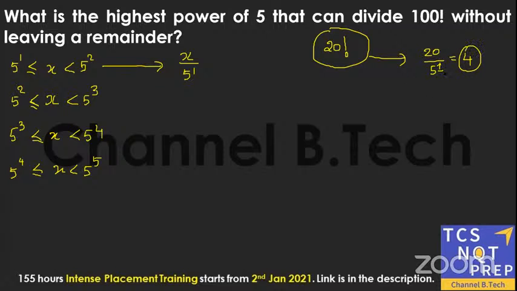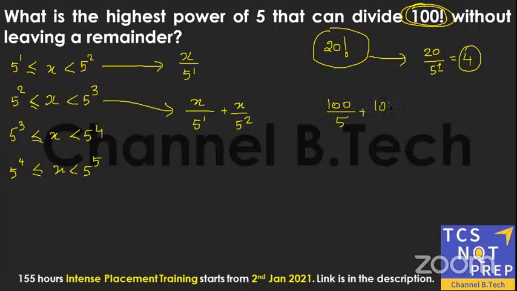Now 5 raised to the power 1. If x is greater than 25 but less than 125, like in this question, right? 100 is the value, right? So x by 5 power 1 plus x by 5 power 2. For this question, what will be the answer? 100 by 5 plus 100 by 25. How much is this? It's very simple, right? 20 plus 4, 24. You can directly get the answer like this.